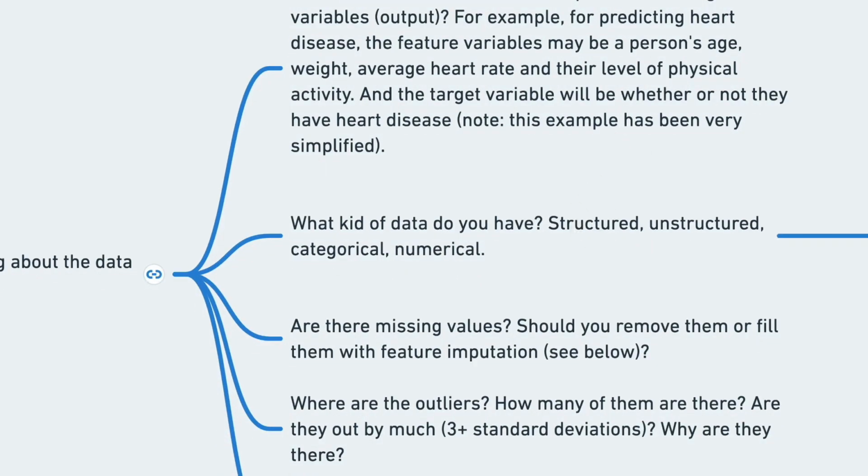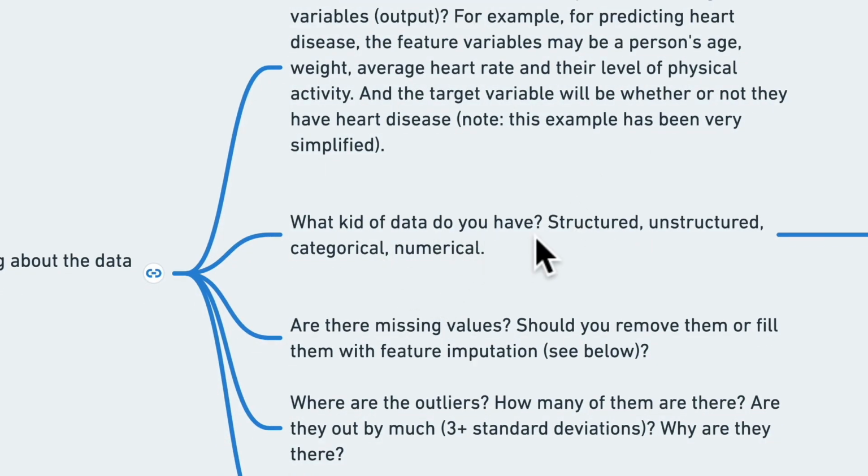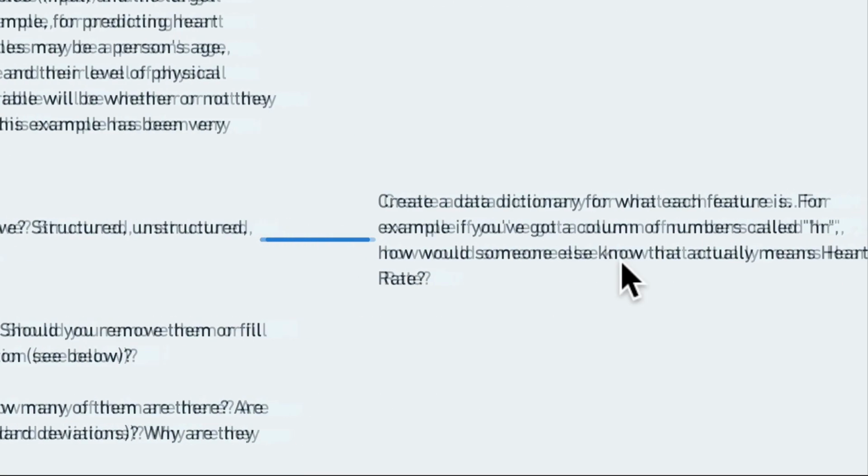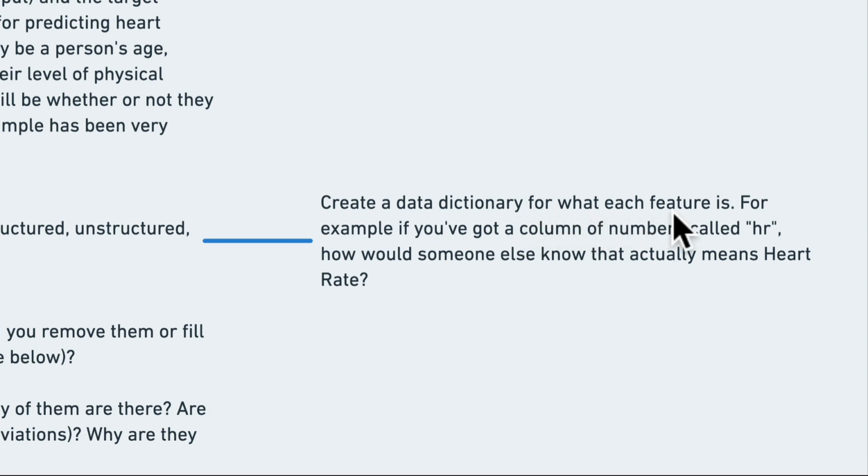You might also ask, what kind of data do you have? Structured or unstructured? Categorical or numerical? You might create a data dictionary for what each feature is. For example, if you have a column of numbers called HR, is that hours? How would someone else know that it actually means heart rate? So these are the things you might line up.